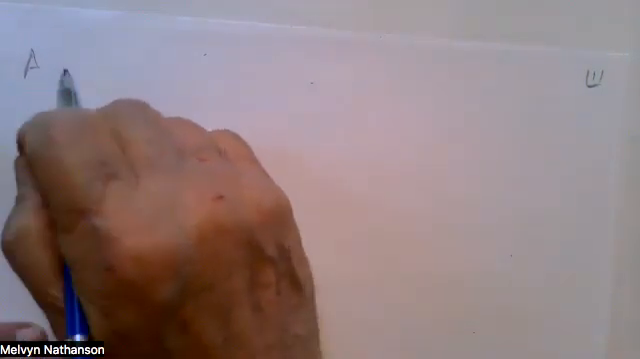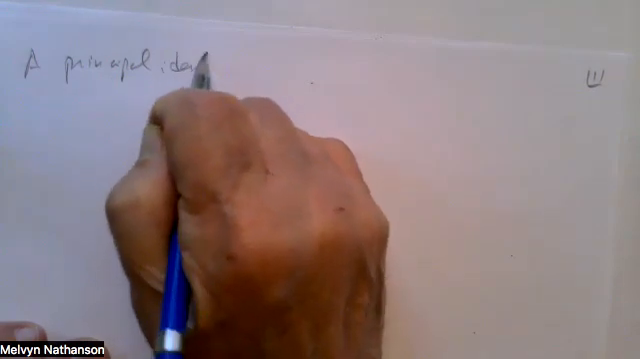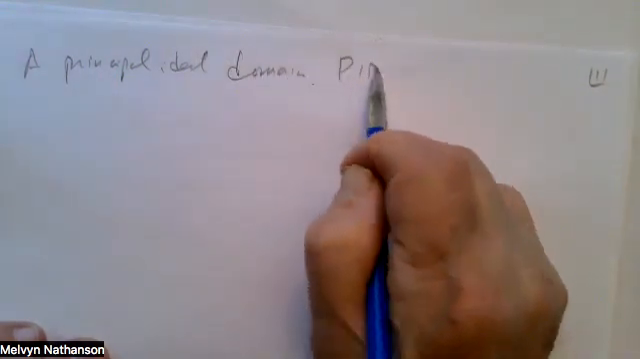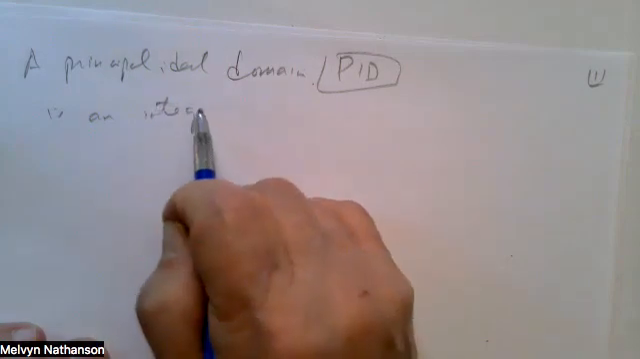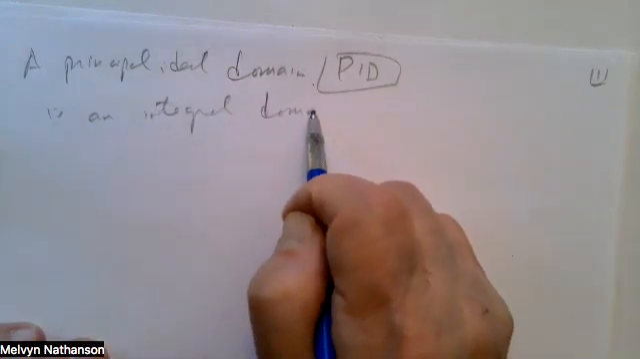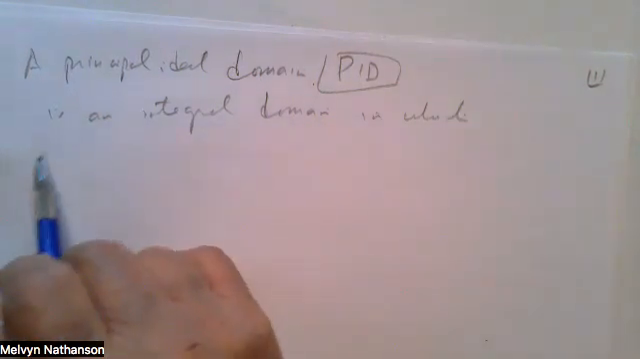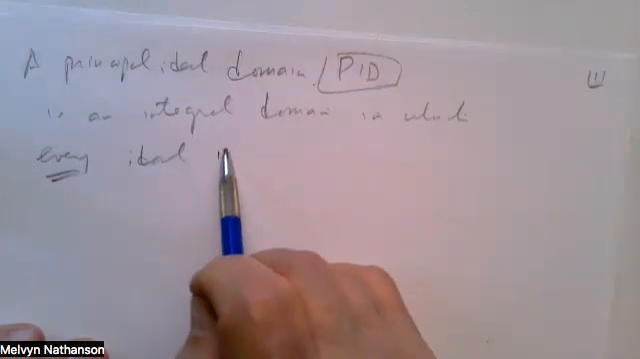Now, what is called a principal ideal domain, or PID, is an integral domain in which every ideal is principal.